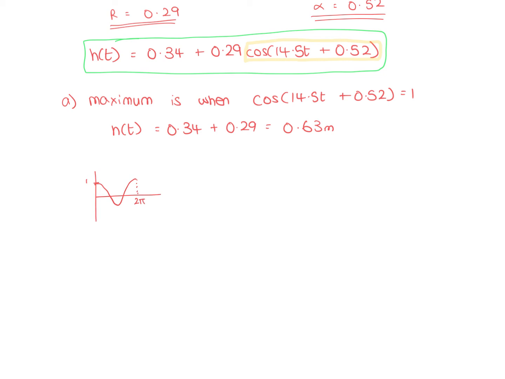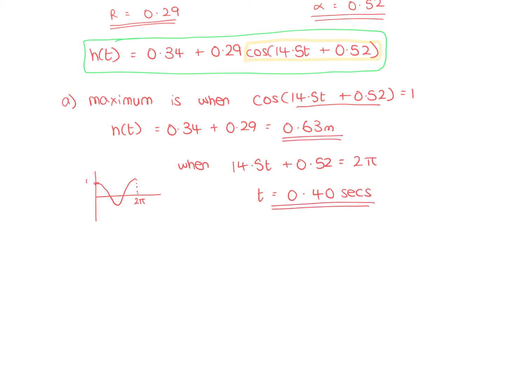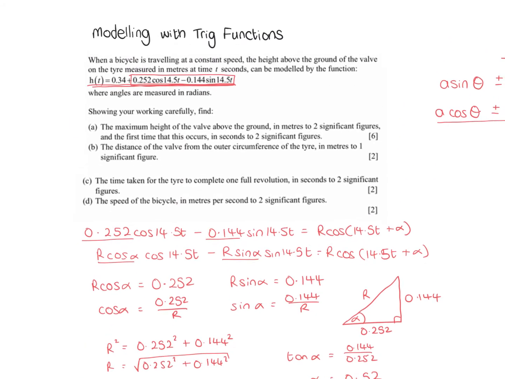So it occurs when this angle, 14.5t plus 0.52 equals 2 pi. And if you solve that, you get t equals 0.40 seconds. So the maximum height is 0.63 meters, and it happens at 0.4 seconds. Okay, then, second part of the question said, let's look at B.